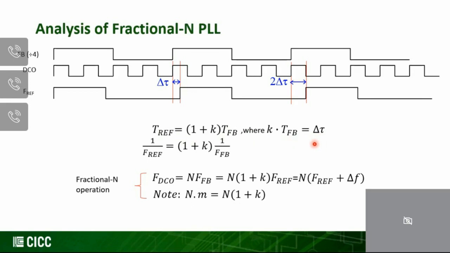If we further derive the math, we know that the DCO frequency will be exactly N times the feedback clock frequency. So if we multiply by this N factor with the previous derivation, we can show that the divider ratio of this entire fractional-N PLL will be N times (1 plus k). In other words, by changing the rate of the delta tau, I can change k, which means we can determine the fractional-N frequency ratio that we are trying to design for this PLL. That's exactly how this accumulation type of PLL works.